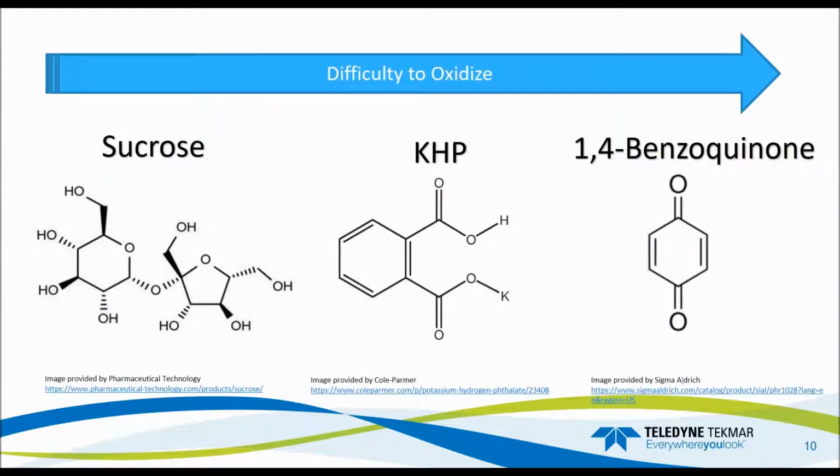With that said, let's look at these different compounds. So on the left is sucrose, which represents your easy to oxidize compound. So you should have no trouble getting half a ppm or 8 ppm as a check standard for sucrose. Your KHP is what you usually calibrate with. It's in the middle of how hard it is to oxidize. And then you have your 1,4-benzoquinone, which is their difficult to oxidize compound. You can see by the chemical structure why it would be harder to oxidize. It looks like a very stable, very strong structure with its benzene ring and double bonds and things like that.